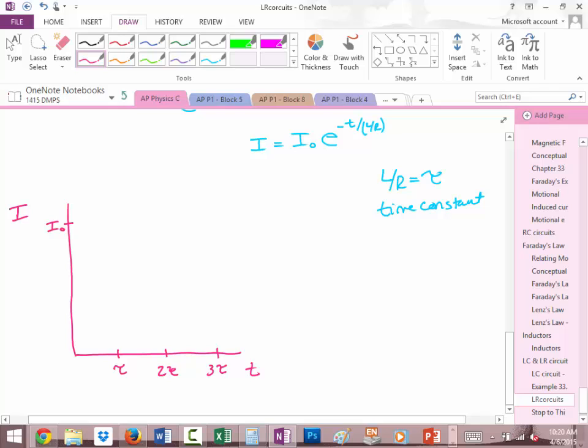If we look back in our notes, we can process this through. We can look at situations where L over R is equal to things that are interesting. Well, if it's equal to that time, then we've got something like 37%. Do you remember this from before? And then after 2 tau, it's something like 13%. That should be I naught, yes, thank you.